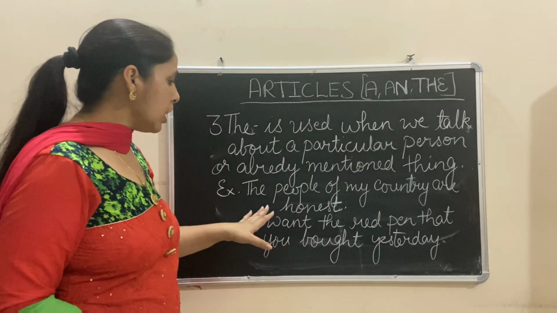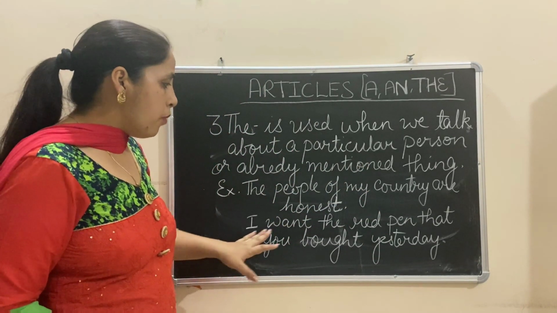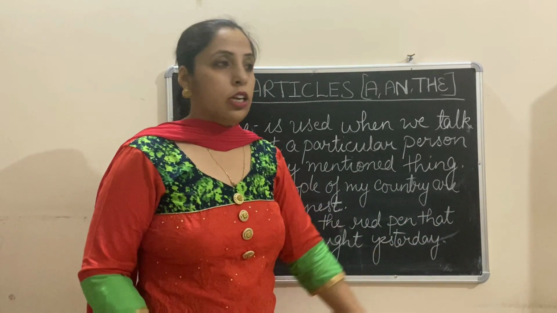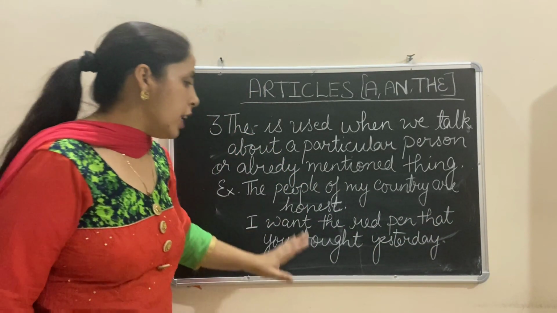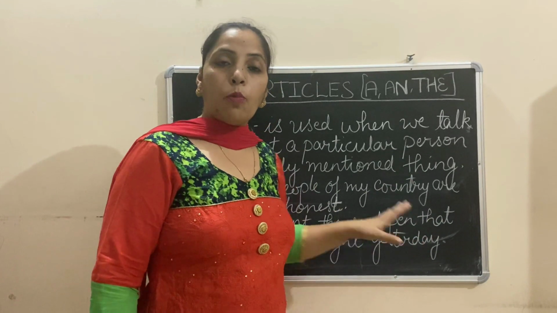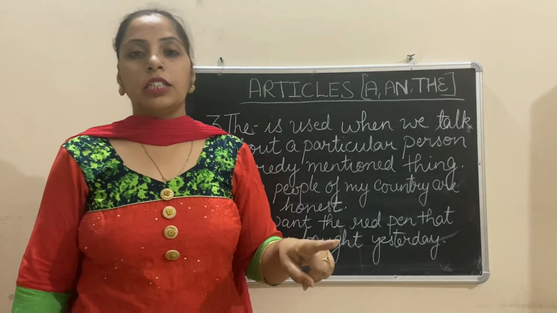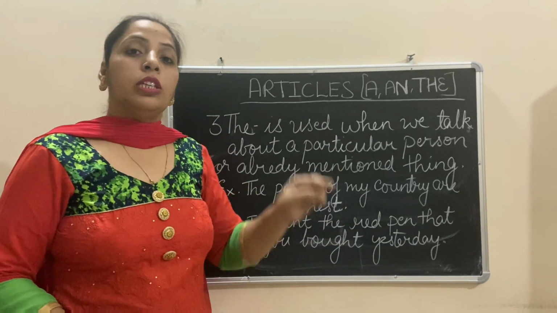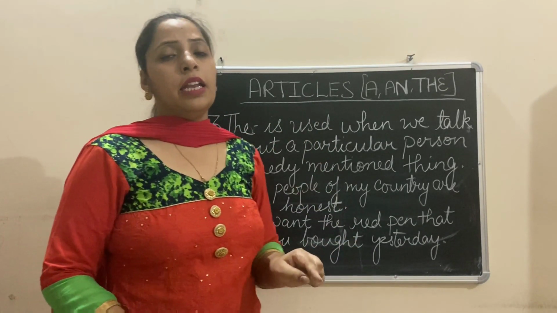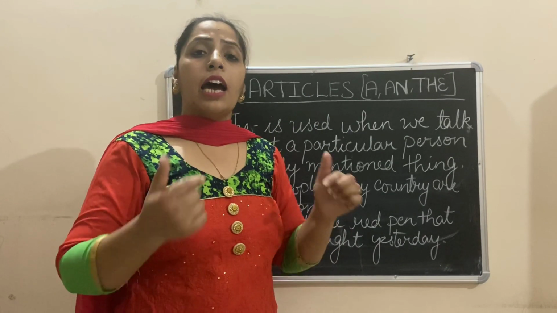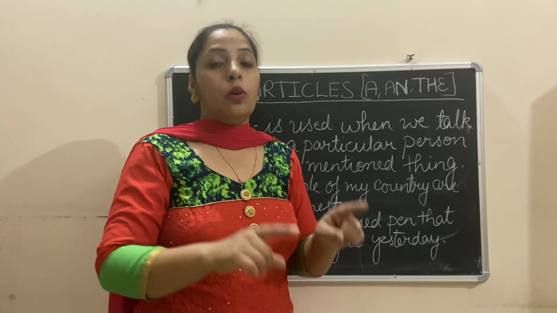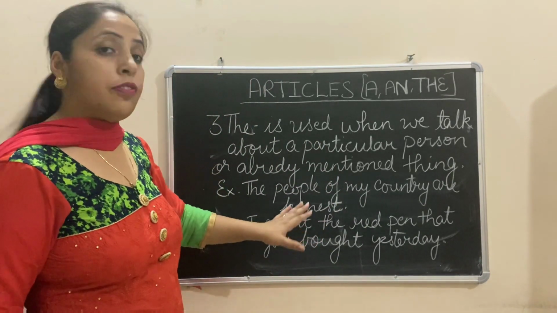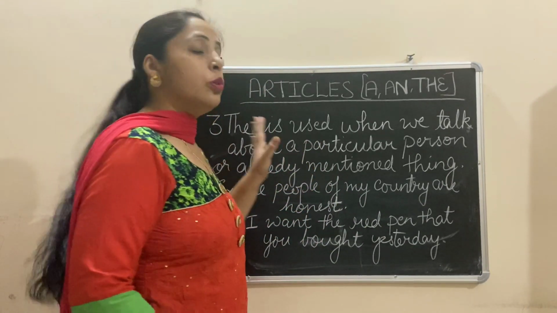So here the second example: I want the red pen that you bought yesterday. Here also he is very particular about the thing. I want the red pen that you bought yesterday. Not any pen, but the red pen. So this is a particular red pen that you bought yesterday, and I want that particular pen only. These are the perfect examples that differentiate where we use the.